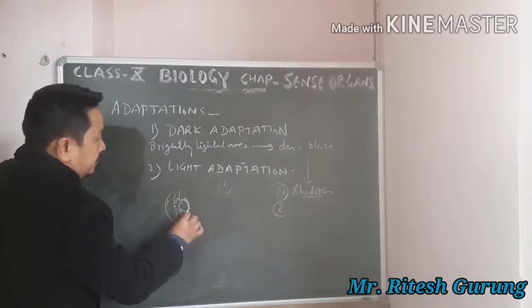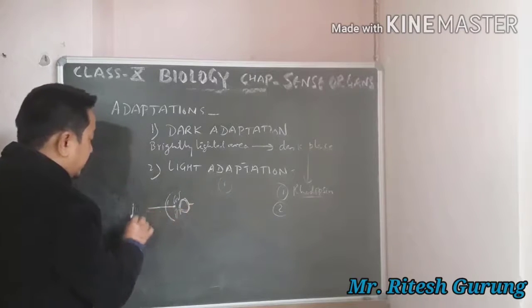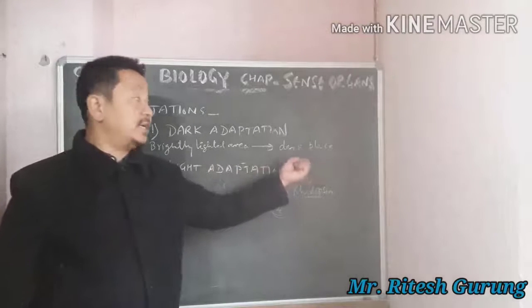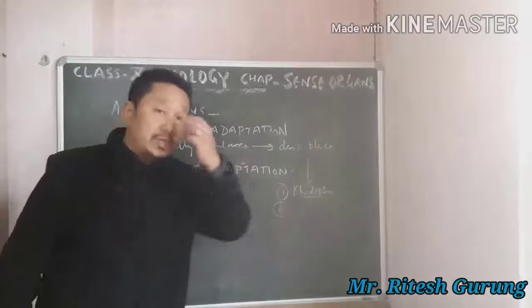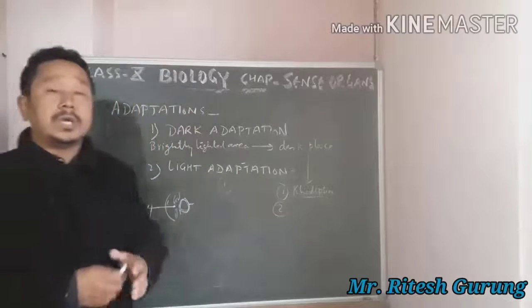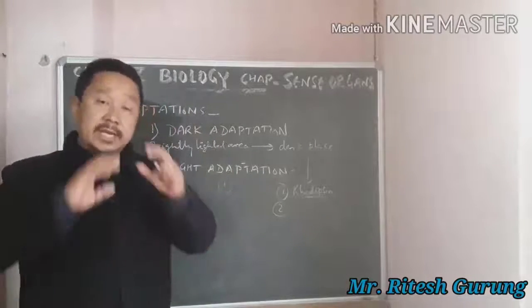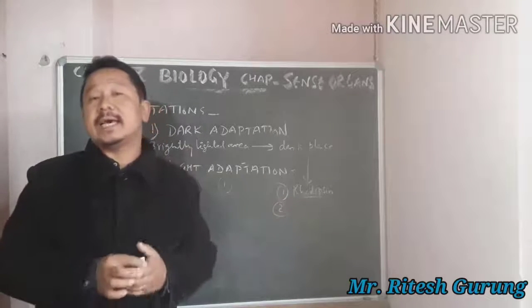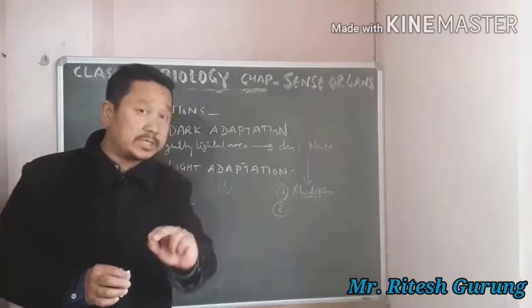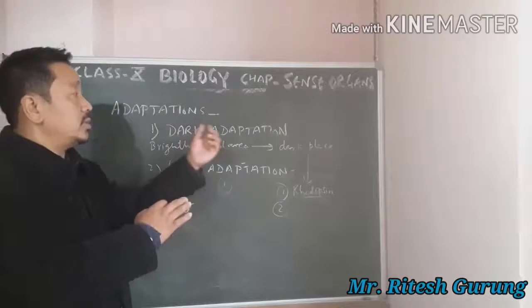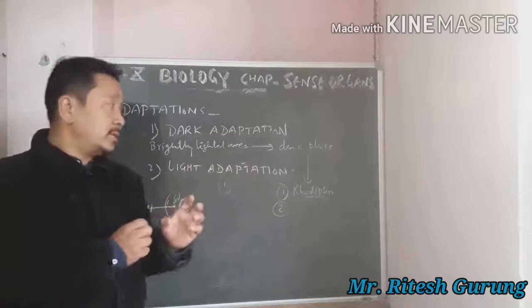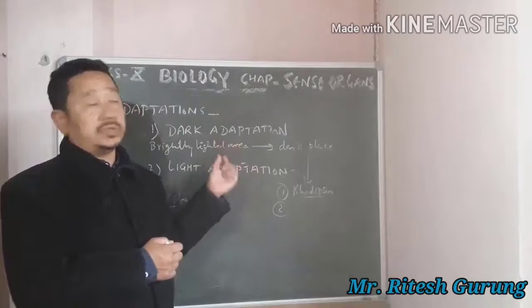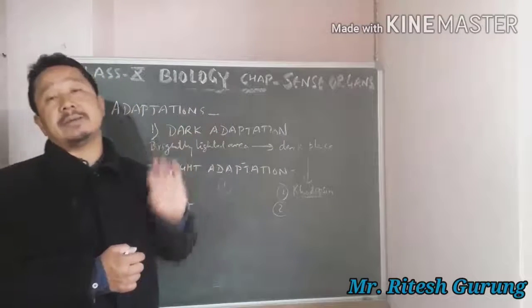Suppose this is the lens here. So here is the point called pupil. In the dim light, in the dark place, this pupil will dilate so that more light enters. So these are the 2 points which make you regain your vision, or improve your vision, in the dark place also. And this adaptation is called dark adaptation.